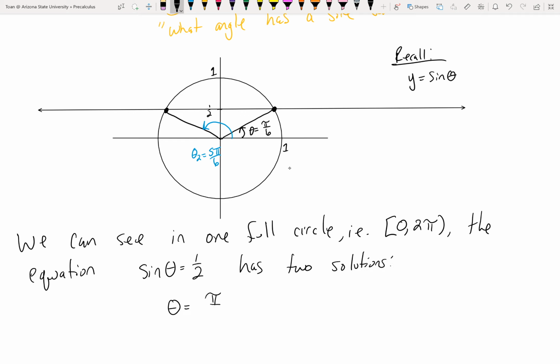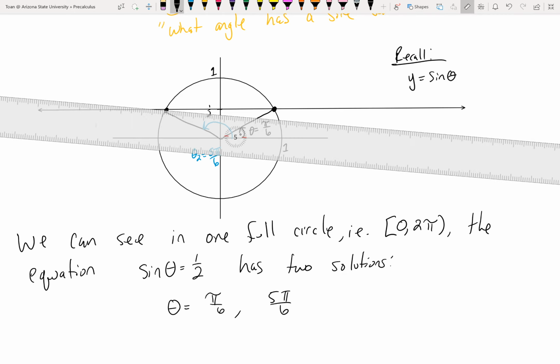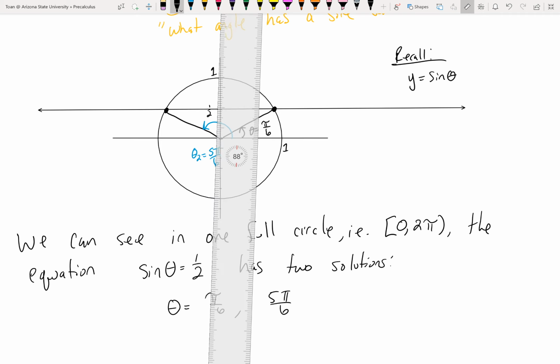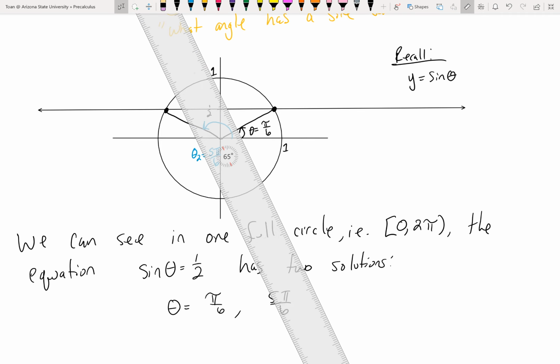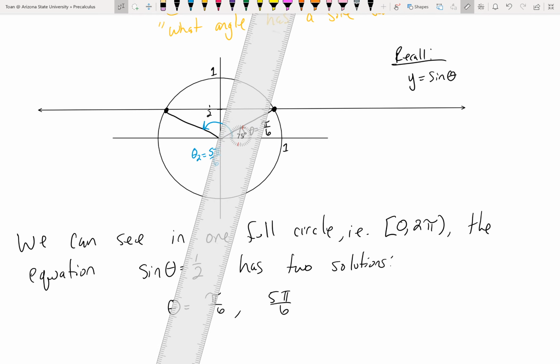Theta equals pi/6 radians and 5pi/6 radians. Okay. But here's the interesting thing. When you're solving a trig equation, you're solving for an angle. And yes, angles can be represented by the amounts of rotation in a circle, right? So if I were to take a ruler here, ignore the degrees because it only measures acute angles. Notice I go up to 90 and then it goes downwards. It should be counting upwards. But if we're measuring angles within a circle, they're unbounded.